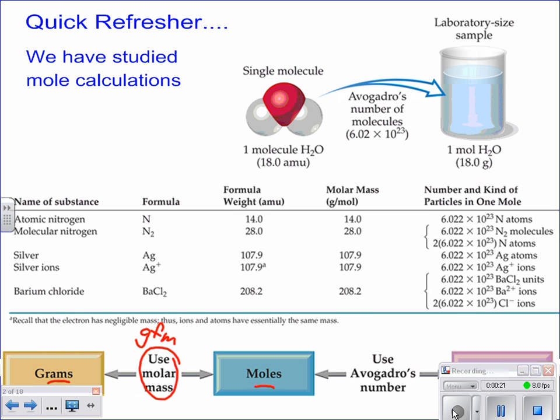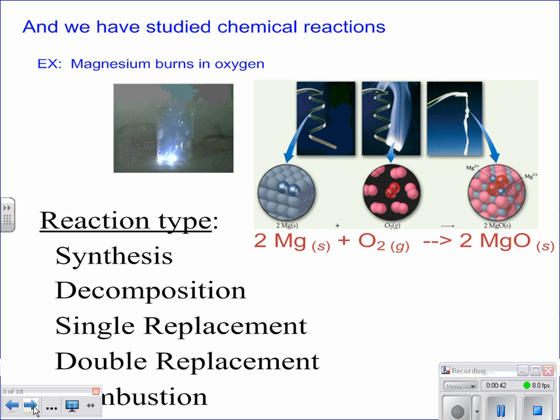Or you can go back and forth between moles and number of particles. And we used Avogadro's number, which is 6.02 times 10 to the 23rd. We're going to see that we don't do this much in stoichiometry, which is what we're studying now. But that's what we learned last semester. And then we just aced our test on chemical reactions.